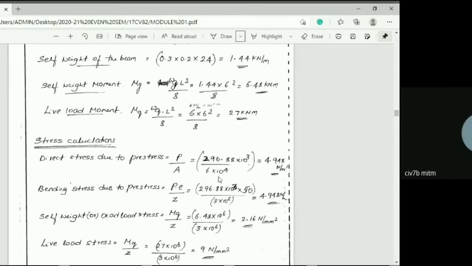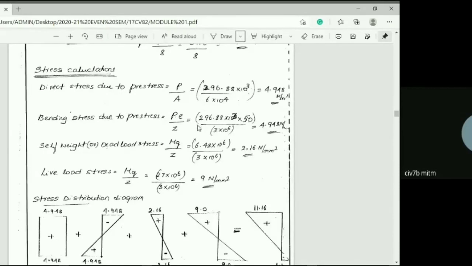Now please note down, the stress answer will always be in Newton per millimeter square. So you substitute the pre-stressing force in Newton, which is given in kilonewton, divided by the area in millimeter square, and you will get the answer as 4.948.